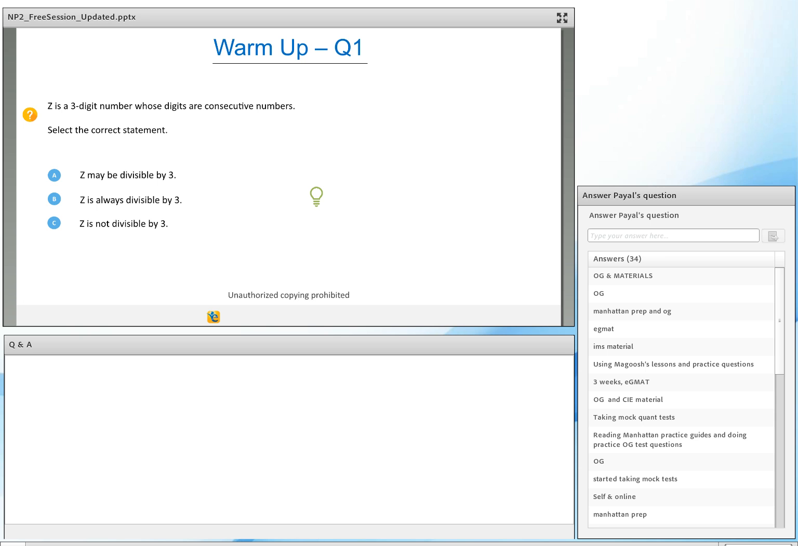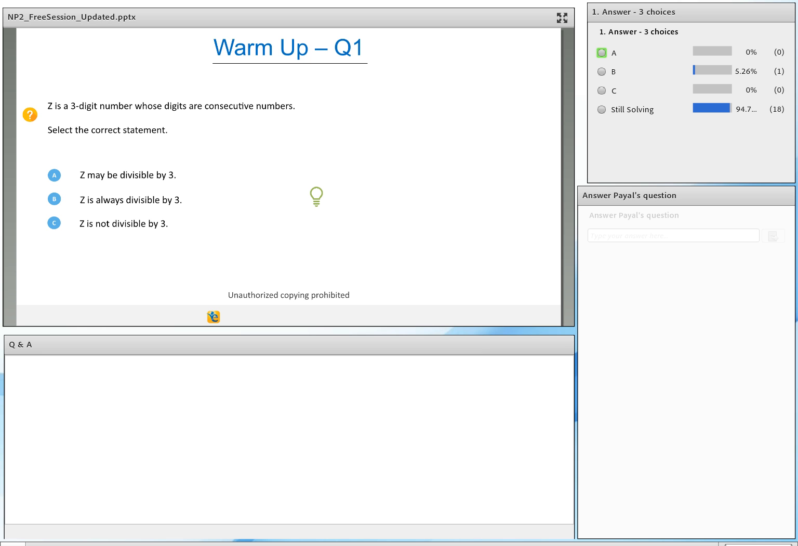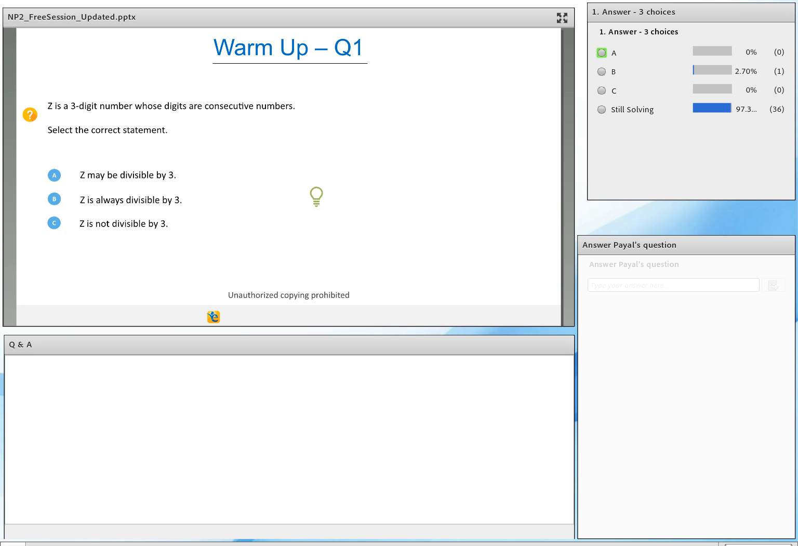Okay, so here is a question that you see on your screen. Answer this question, and let me get the poll here. Actually, let's have everyone click on still solving, please. All right, I'm going to end the poll now.